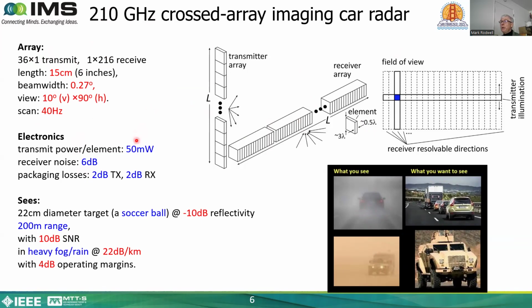Doing a link budget, assuming that each element in the transmitter is radiating about 50 milliwatts, and each element in the receiver has about 6 dB noise figure, we can compute that with about 200 meters range, we can see a basketball or a soccer ball that has about minus 10 dB reflectivity with a decent signal to noise ratio, even under extremely high fog attenuation of about 20 dB per kilometer. 200 meters range corresponds to about 10 seconds warning while driving at freeway speeds. So this is another concept system.